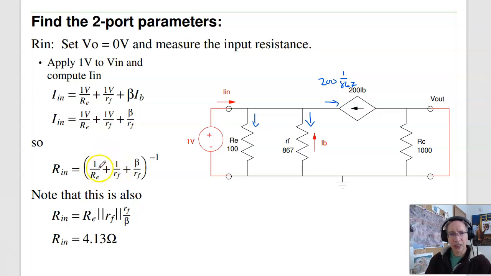So this is actually RE in parallel with RF in parallel with a fictitious resistor that looks like RF over beta. That's what this current source does. So if I plug in numbers, what I get is 4.13 ohms. So that's the input impedance.